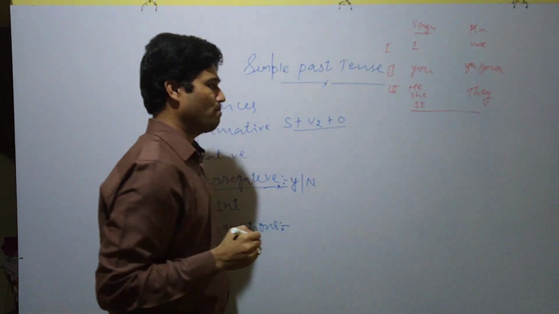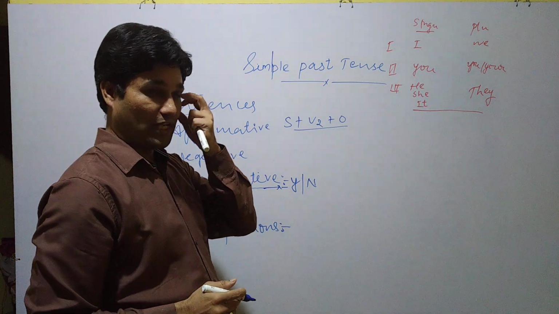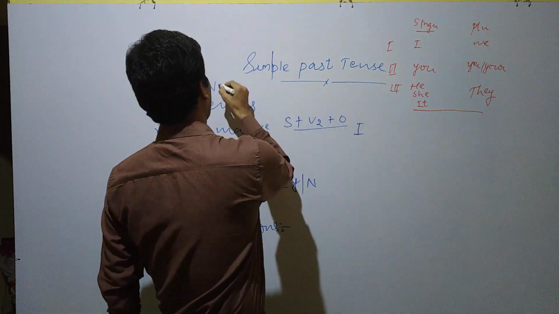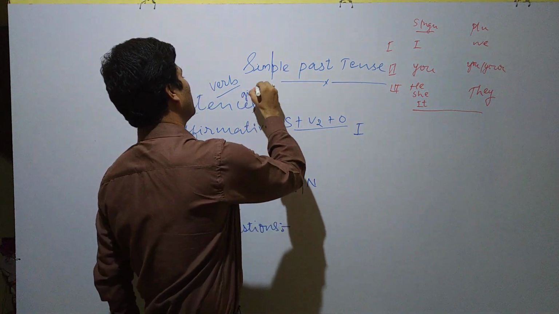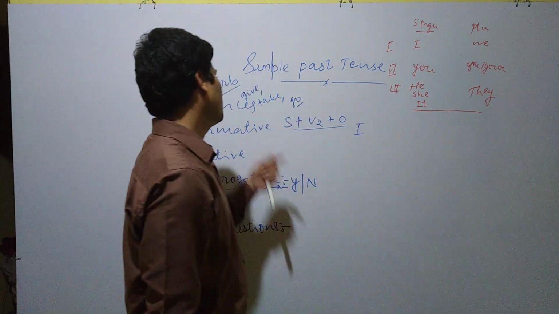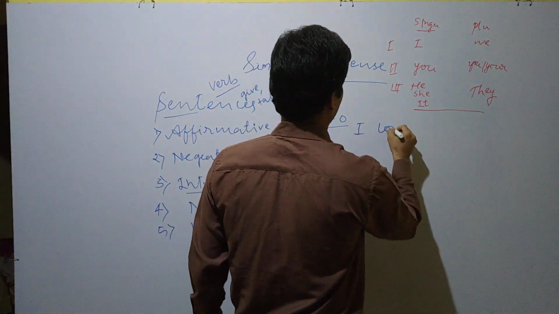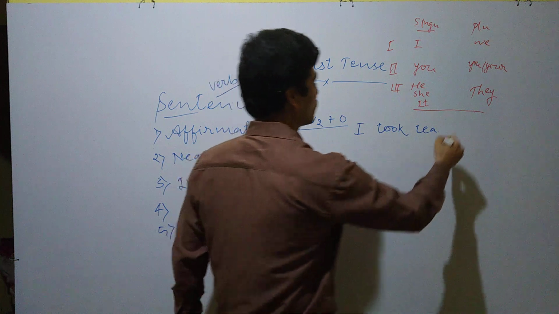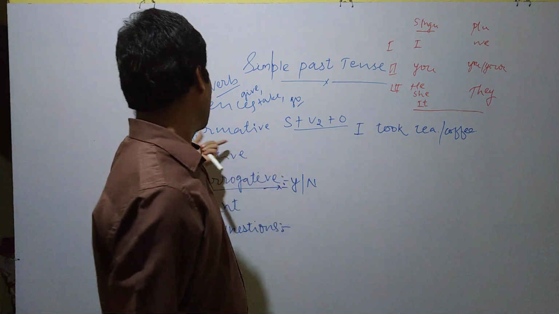We can take the whole set of subjects to understand all the different types of sentences. Now let us take the verb, that is the action. We will take verbs like give, take, and go. Now let us understand. I took tea, or you can say I took coffee. This is the affirmative sentence in simple past tense.